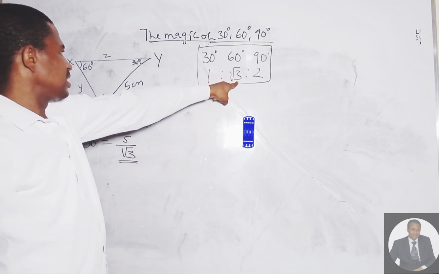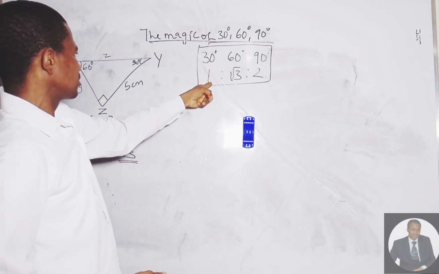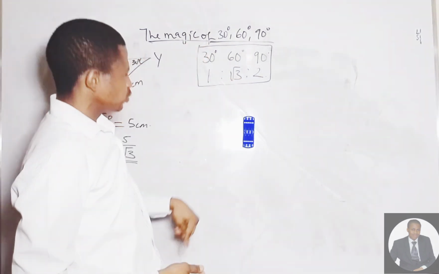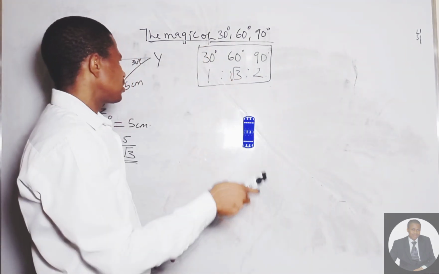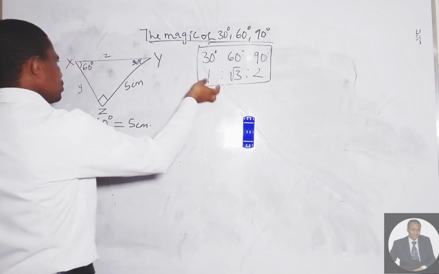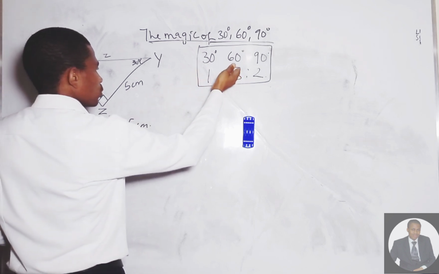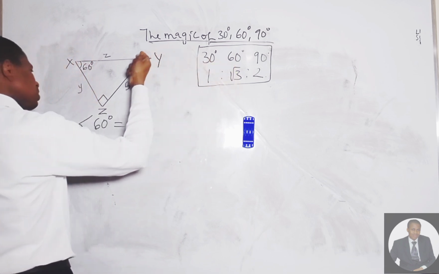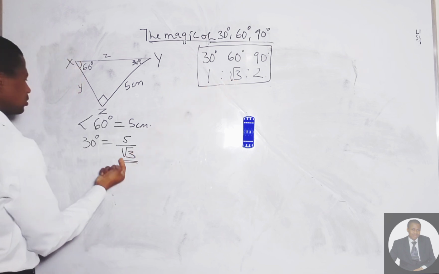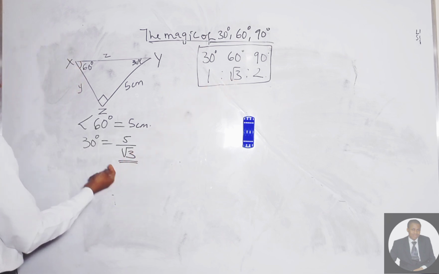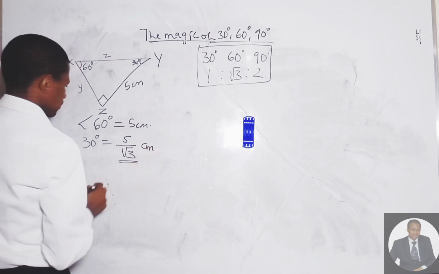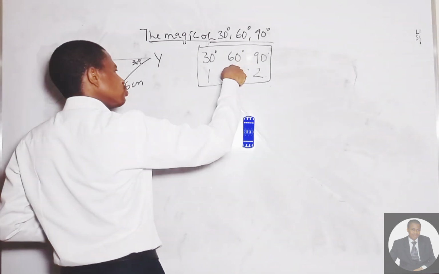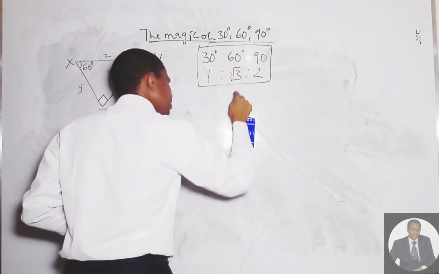Because if we are given root 3 here and want to get 1, the side facing angle 30, we just divide root 3 by root 3. Whatever we are given, we divide by root 3. Here we are given 5, so we divide it by root 3, and this will be our answer. To get 30 degrees, whatever you are given, you divide by root 3.